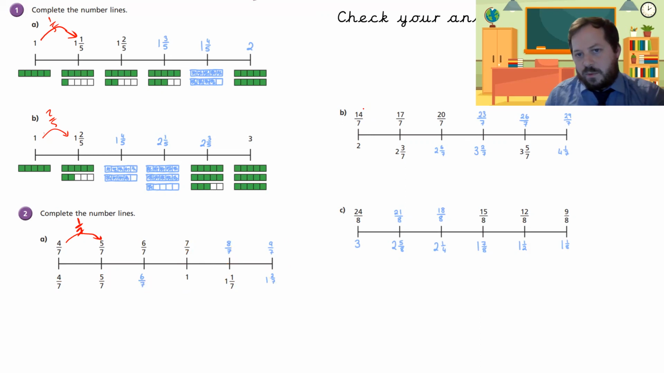Same goes on here. What are we doing between these two? Well, we're adding 3 sevenths, aren't we? So 3 sevenths each time. Keep adding 3 sevenths. You can see the numerator increases by 3 each time. And then on the bottom, you follow along.